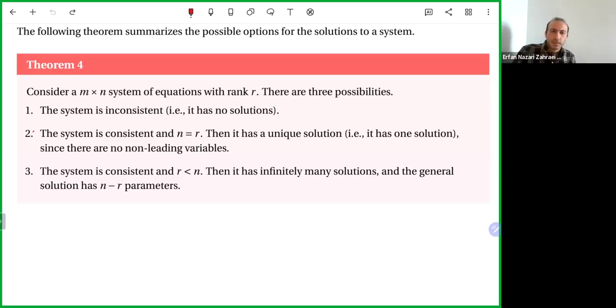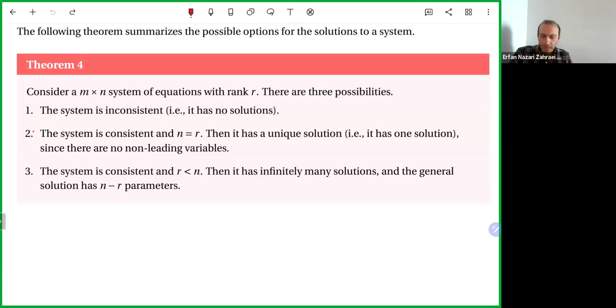First, let's review this theorem that you have seen before. It's about the different situations that one linear system of equations can have. Let's say we have an m by n system. That means m equations, n variables. The system either is inconsistent, or it has no solution.